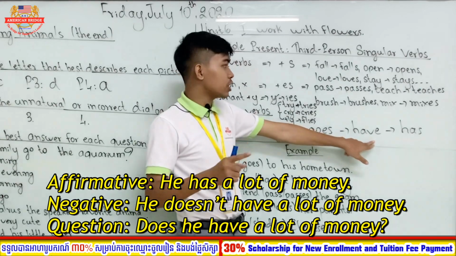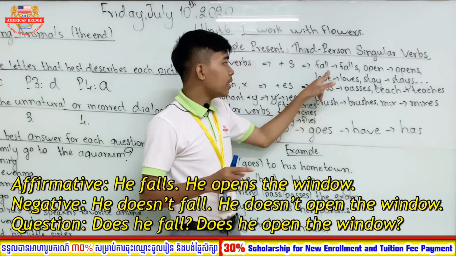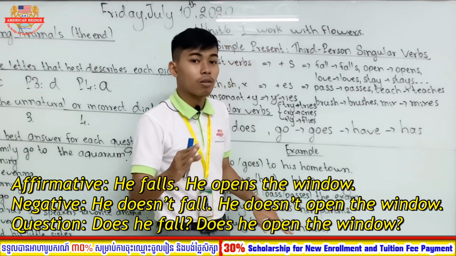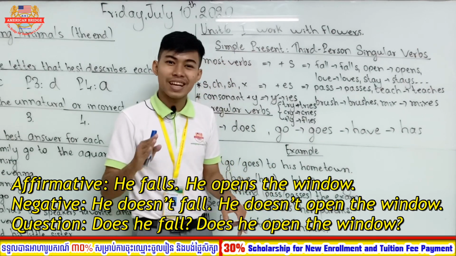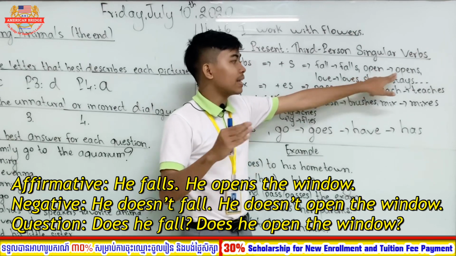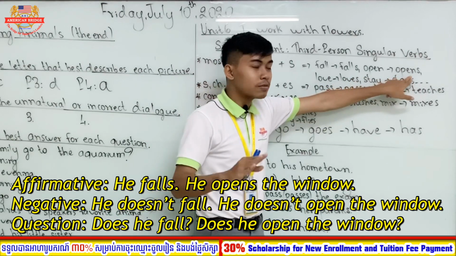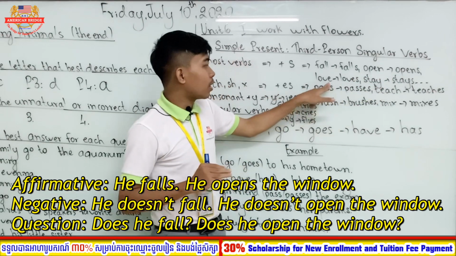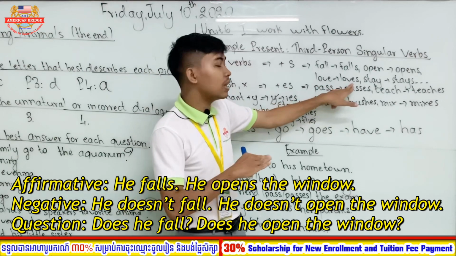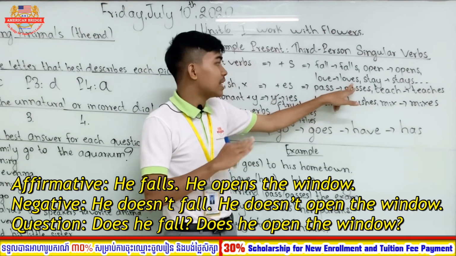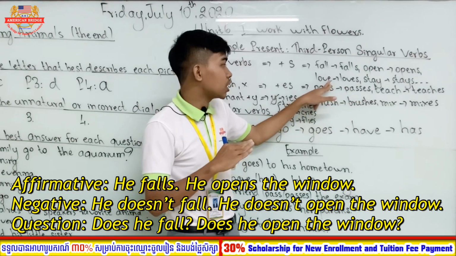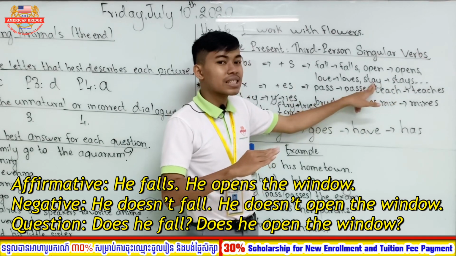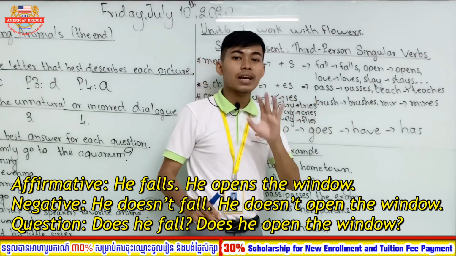Okay? So when you use doesn't, you don't need to add s. Example, he falls. Affirmative. But in negative, he doesn't fall. We don't add s anymore because it is in negative. Remember, example, he opens the window. But in negative form, he doesn't open the window. We don't need to add s. Example, he loves you. But in negative form, he doesn't love you. He stays at a hotel. He doesn't stay at a hotel. Remember, in negative and in question.